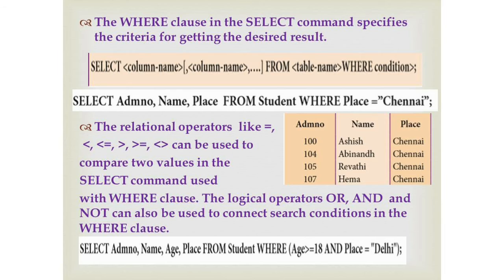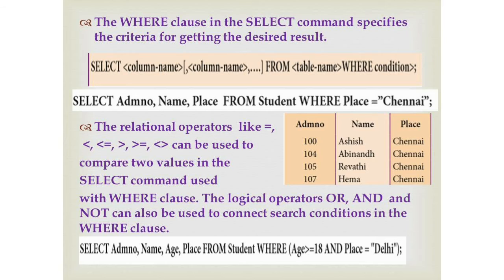The where clause in the select command specifies the criteria. Criteria means condition, to specify the criteria for getting the desired result from the database. The general format of the select command with the where clause is: select column name. If you are using more than one column, separate them by commas. Then from table name, where condition.